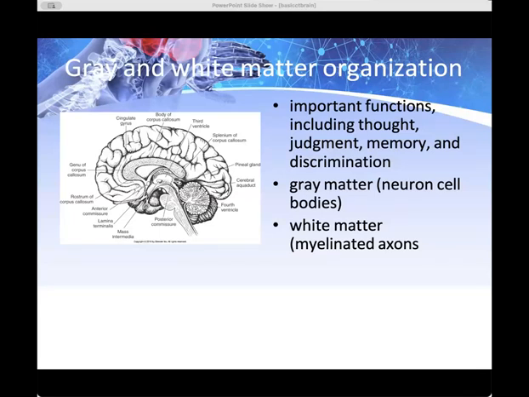The cerebrum as a whole has many critical functions, including thought, judgment, memory, and discrimination. The cerebrum consists of gray matter, neuron cell bodies, and white matter, myelinated axons. The cerebral cortex, the outermost portion of the cerebrum, is composed of gray matter approximately 3 to 5 millimeters thick. The cortex not only receives sensory input, but also sends instructions to the muscles and glands for control of body movement and activity.